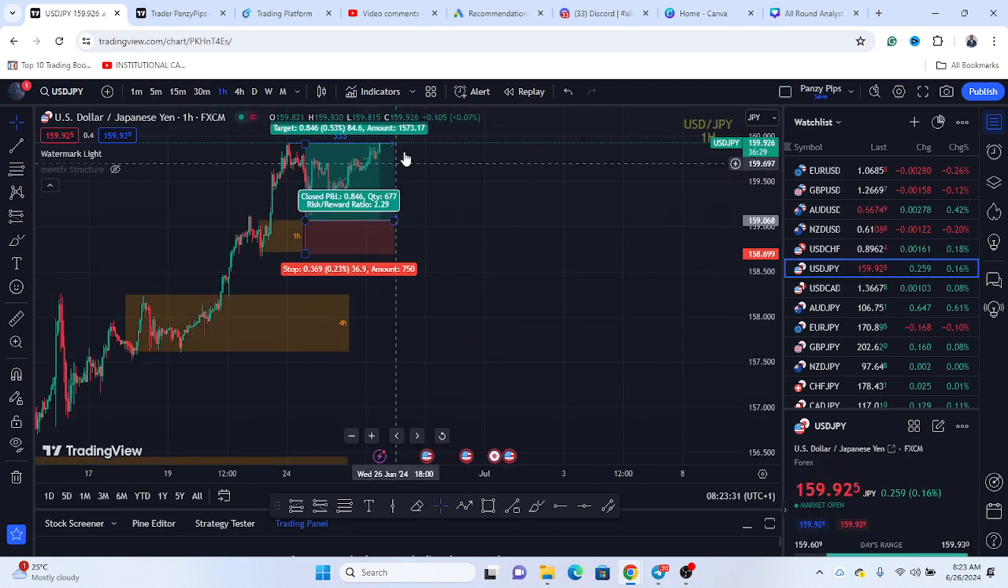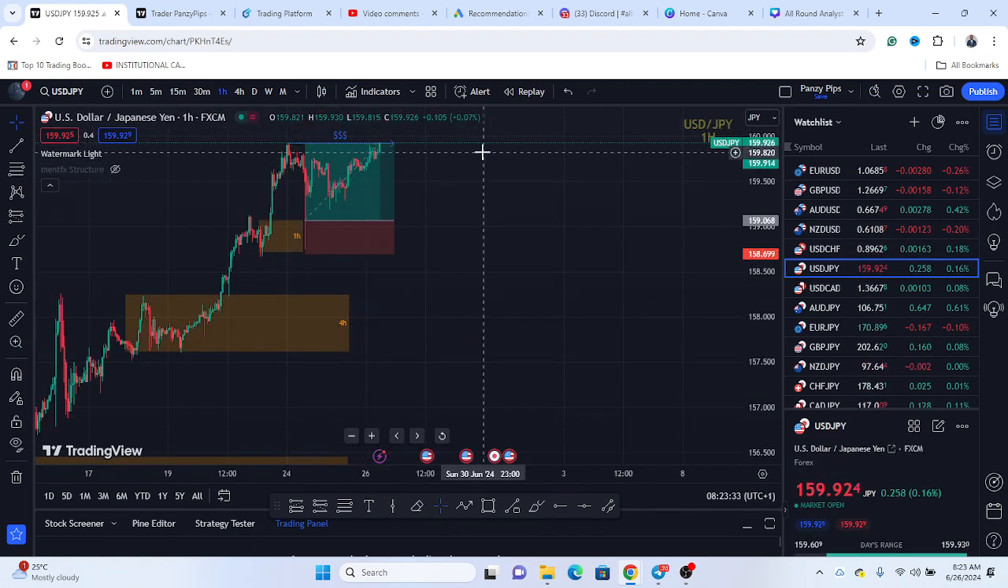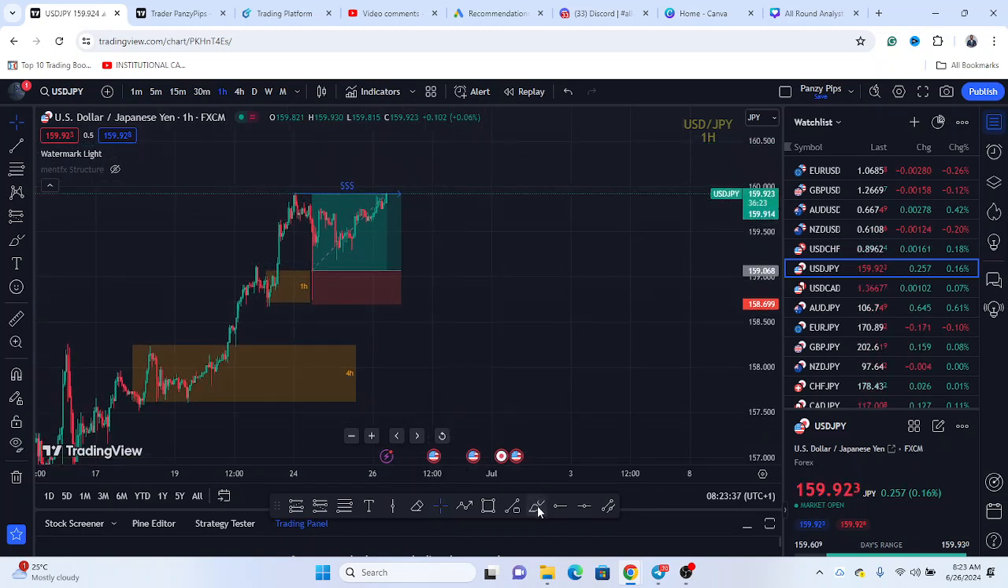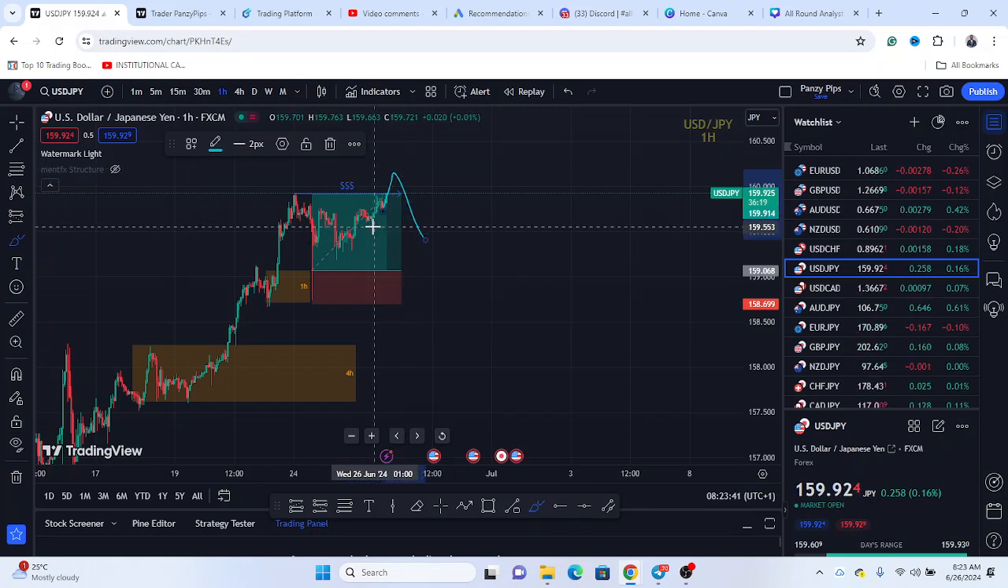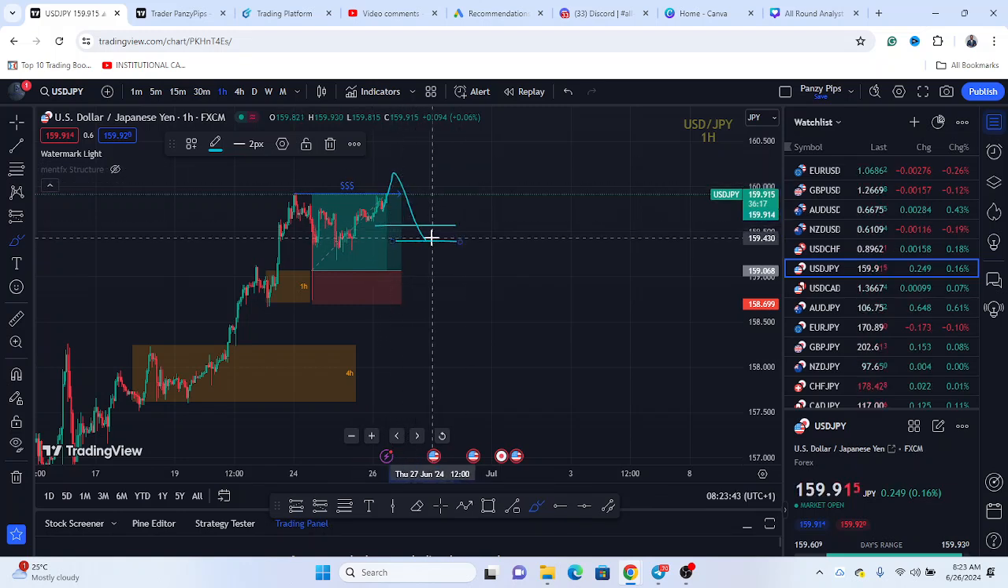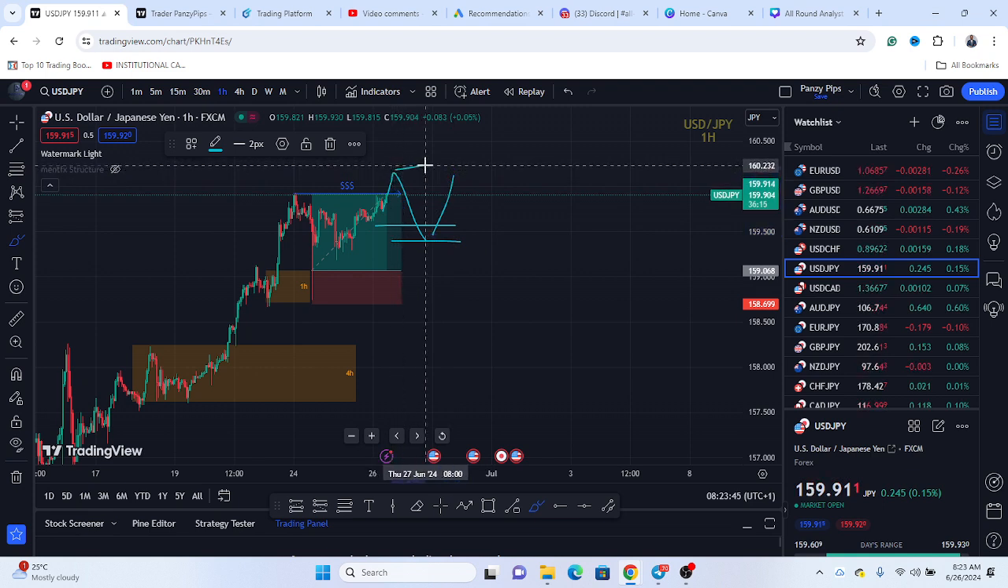Boom, that is it. Target has been hit, and this is complete. So we'll wait for the market to push up a little bit and begin a pullback, then we mark our new zones, and we look to trade all the way up towards new liquidity targets at this level.